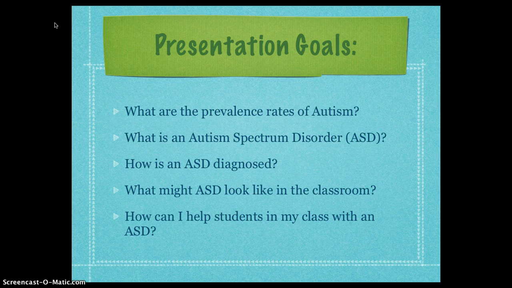So several of the goals we are going to touch on today are: what are the prevalence rates of autism? What is autism spectrum disorder? How is an autism spectrum disorder diagnosed? What might it look like in your classroom? And how you can help students in your class with an autism spectrum disorder. So hopefully when you walk out of here today, we will have hit on all 5 of those topics, and you will feel comfortable that you have learned some key information there.